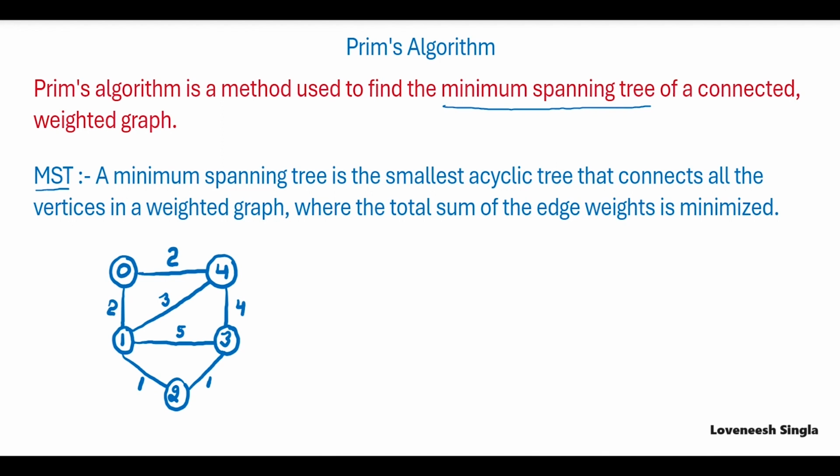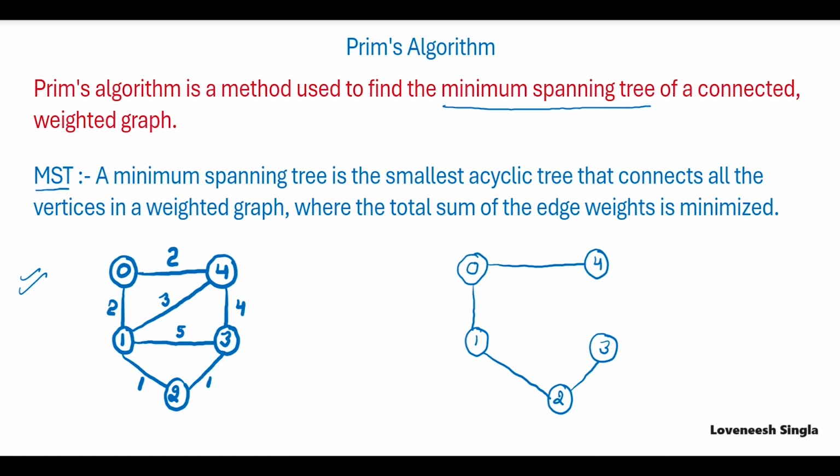Now let's understand Prim's algorithm in depth from this graph. Suppose we have this graph and for this graph what will be the MST? So let's see. As per the definition, the minimum spanning tree contains the same number of vertices as the original graph. So let's have all the vertices here: 0, 1, 2, 3 and 4. And we will have these edges: 0 to 1, 1 to 2, 2 to 3 and 0 to 4.